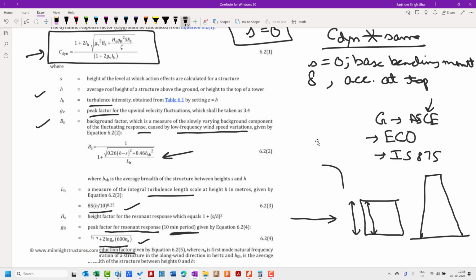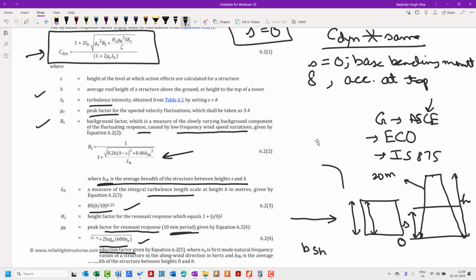So we can say, let us assume we are talking about this particular level: this is S, this is H, and this is the 0 level. We are talking about two terms here. One is the term BSH. BSH is the average breadth of the structure between height S and H, so the average breadth between this height and this height. Let us assume it as 20 meters.